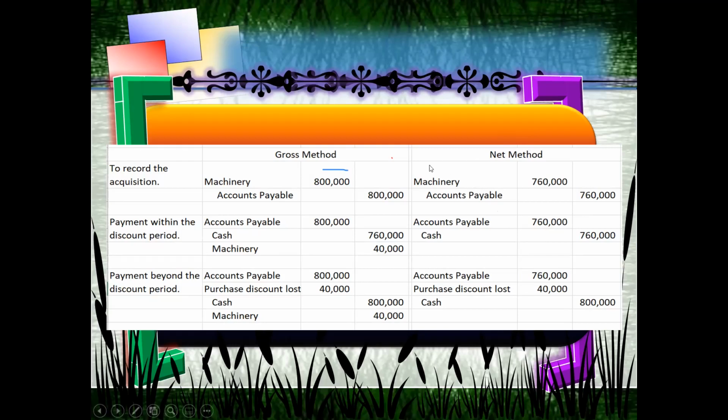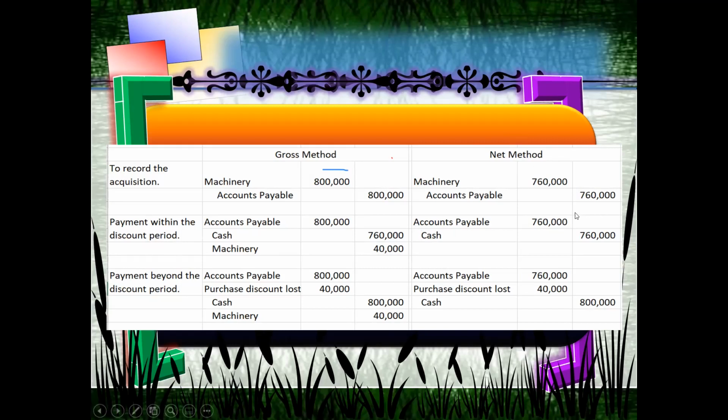Okay? So the other method is yung net method. So, as compared here, kaya tawag sa kanya ay net method kasi when you initially recognize your machinery, hindi mo na ni-recognize ang cash discount. So, dito, what you recorded is nang-debit ka na ng machinery na 760,000, credit ka ng accounts payable, 760,000. That is, again, net already of the cash discount. Now, kapag nakabayad within the discount period, so walang problema.